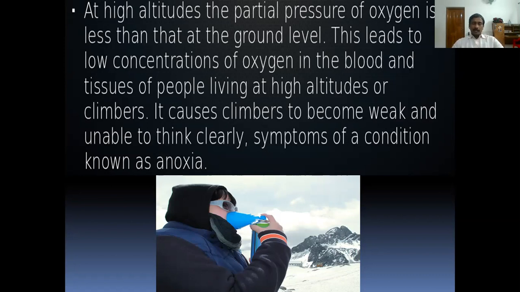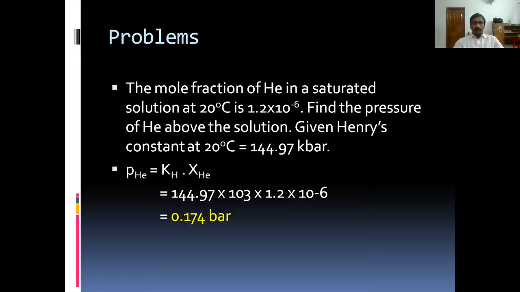And the third one, the anoxia. There is possibility of anoxia that arises due to low level of oxygen in the blood and tissues. Those who are living in the mountains, or in the case of mountain climbers, if the pressure is low, solubility of oxygen will decrease. Now, some problems related to Henry's law.